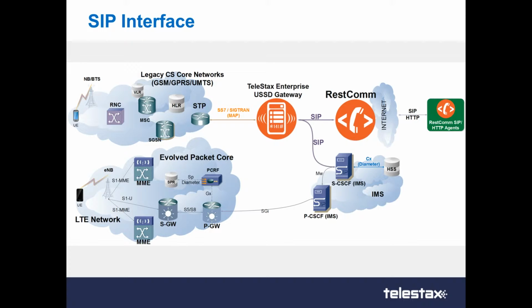For communicating with legacy GSM-based mobile networks, TelScale Enterprise USSD Gateway exchanges USSD messages embedded in the SS7 protocol stack Mobile Application Part, or MAP, via SIGTRAN or legacy E1 links. SIGTRAN is SS7 over IP using Stream Control Transmission Protocol, or SCTP, as transfer protocol. This is portrayed on the upper left side of this network topology diagram example.